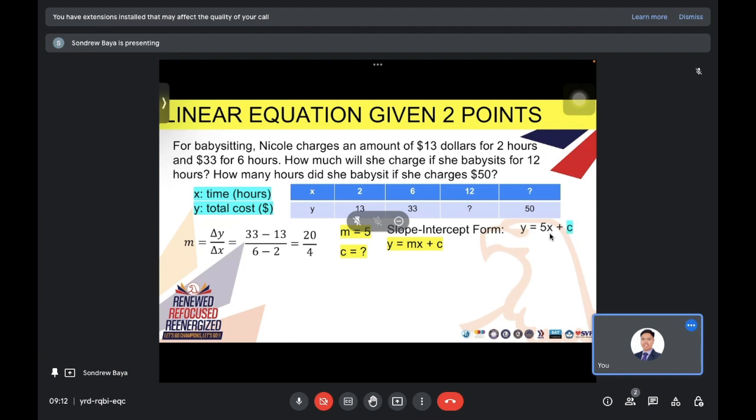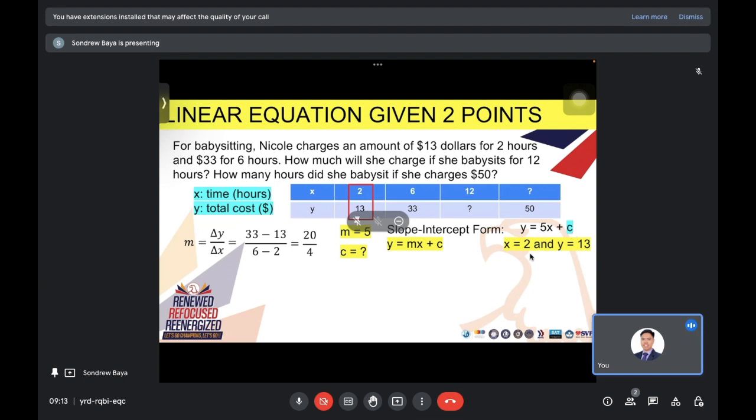A certain value of x and y can actually be found in the table or from the data here. So here in the table, we have a pair of values of x and y. Actually, we have two of them. So just choose one. Let's choose the smaller value, this one. If we choose this, then we know that at 2 hours, Nicole is charging $13. So this is a certain value of x and its corresponding value of y. We can use these values in order to solve for the missing y-intercept.